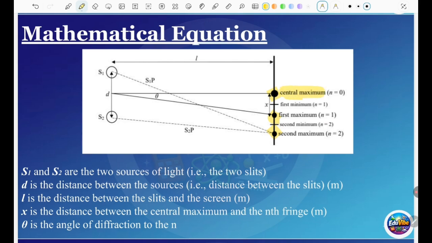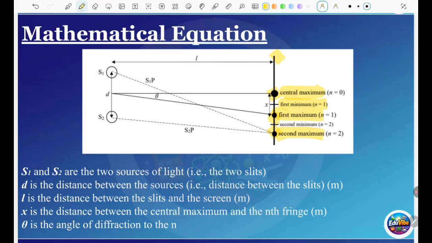This is called the central maximum. Then we have a first maximum, then we have the second maximum. These are all parts of this. First we have the central maximum, then the first maximum, then the second minimum, then the second maximum. We also know about the maximum and the minimum; these all have n values. If they mention a first maximum, then n is equal to 1, because we use that formula with n.